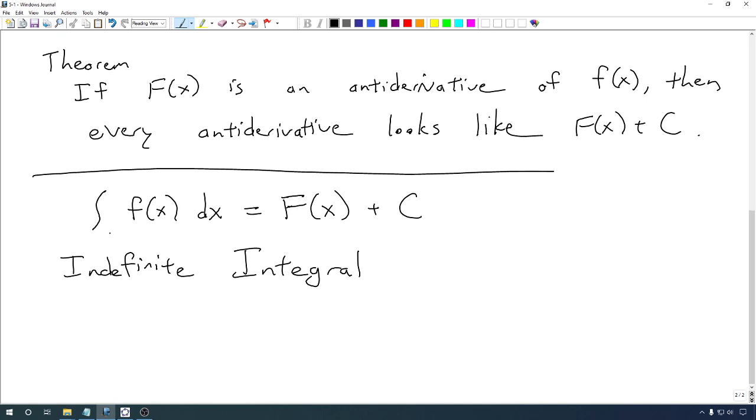This symbol at the front is kind of an elongated S. In fact, that's where the symbol comes from. It is an S that's been elongated. Again, I'll explain why it's an S later on when we talk about definite integrals. We won't see that for a few sections. We'll call it the integration sign. The inside, this f of x, we call that the integrand.